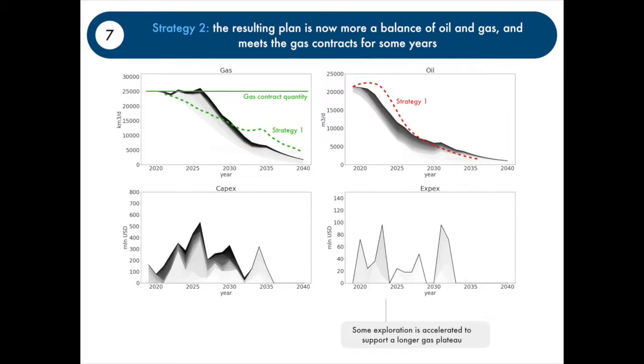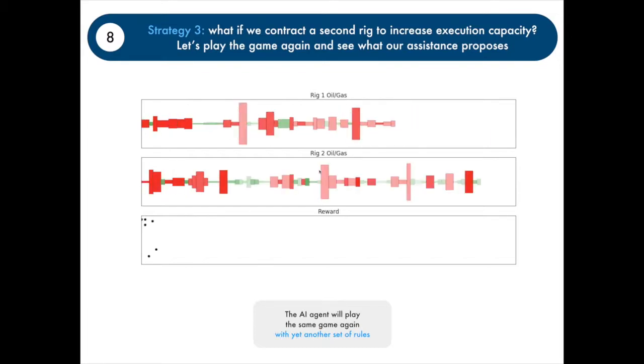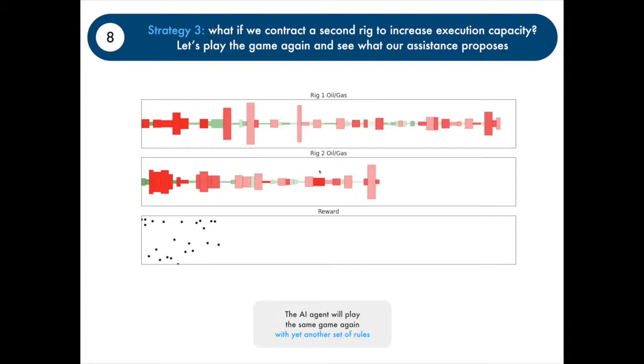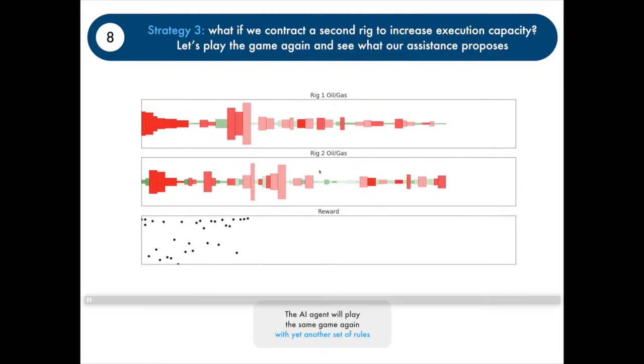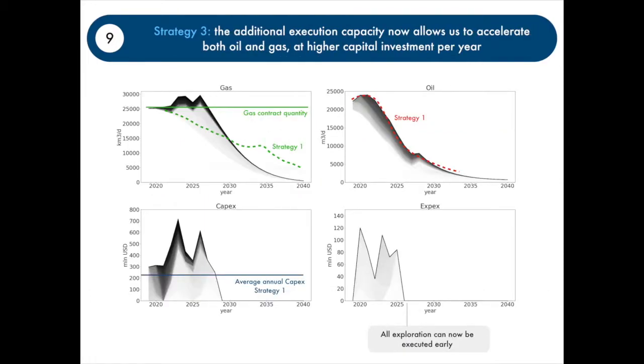oil production. The obvious next question is how to get both oil and gas production early, and what investment levels would that take? So we update the game definition to add a second drilling rig, and again use the assistant to propose a new strategy. And owing to the additional execution capacity, we get a plan that spends a lot more in the early years, but also accelerates both oil and gas production.